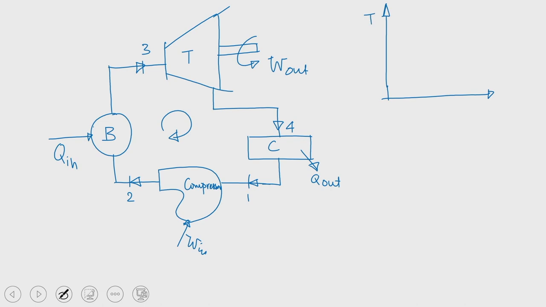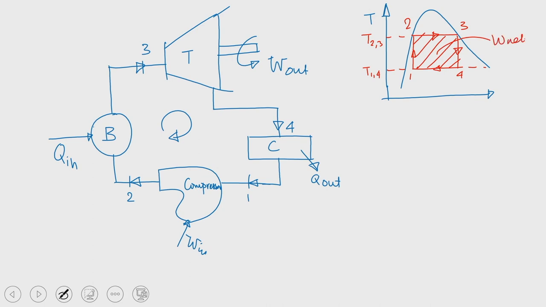We have discussed the TS diagram, and if we use another color to represent, so this is 1, this is 2, this is 3, this is 4. So, this is T2,3, this is T1,4. That is what we discussed in the last class, and this hatched portion is the W net.